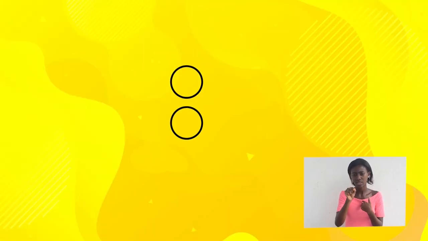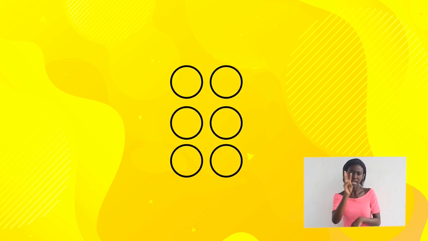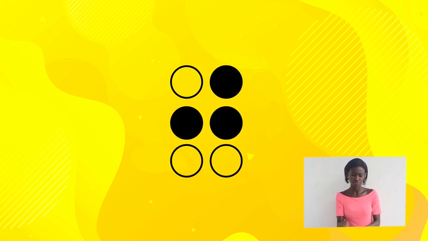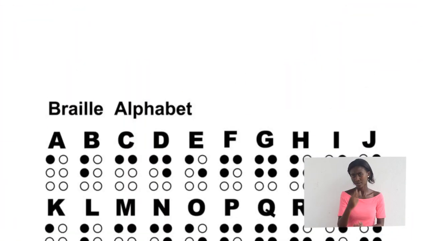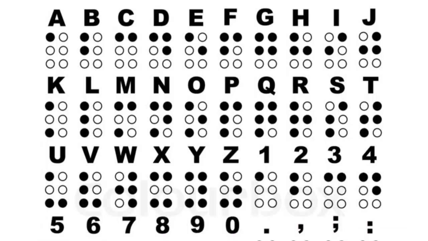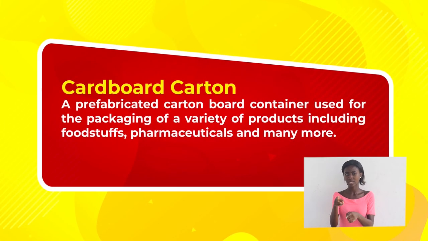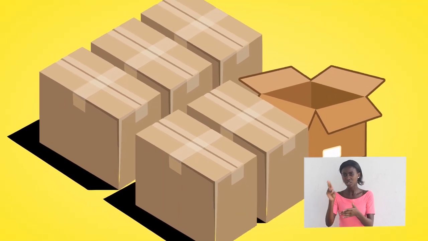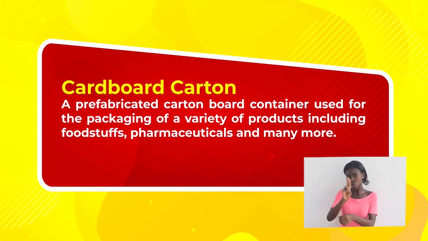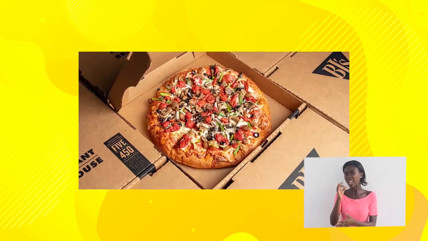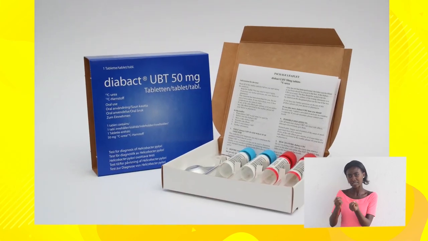A Braille cell consists of 6 dots positioned like the figure 6 on a dice, in two parallel vertical lines of 3 dots each, that can be decoded by the blind. Cardboard carton, a prefabricated carton board container used for the packaging of a variety of products, including foodstuffs, pharmaceuticals, and many more.